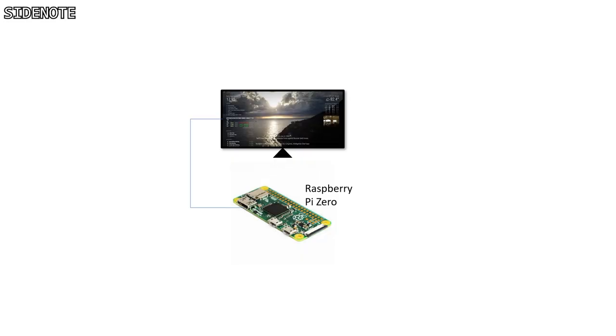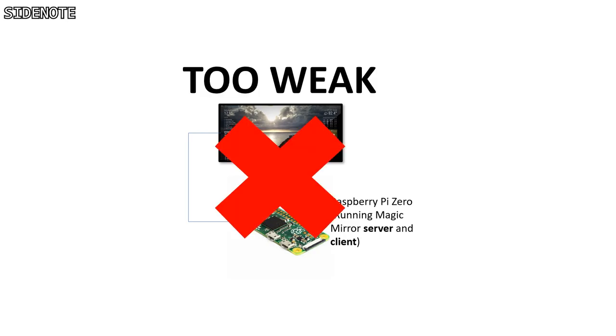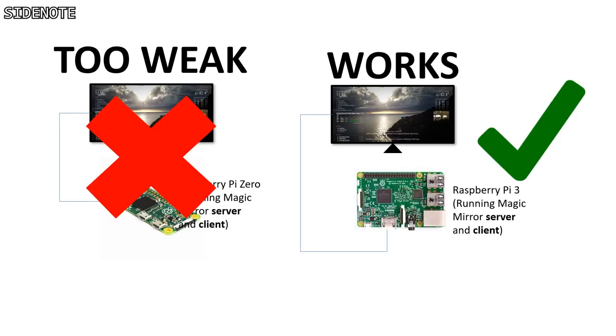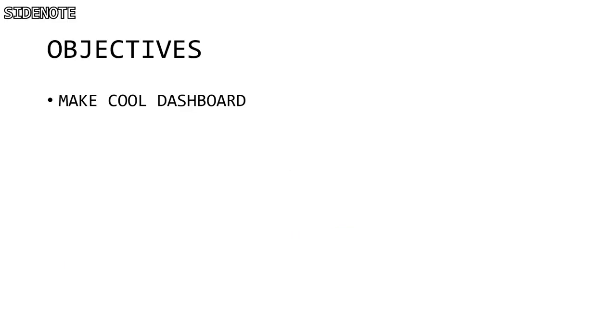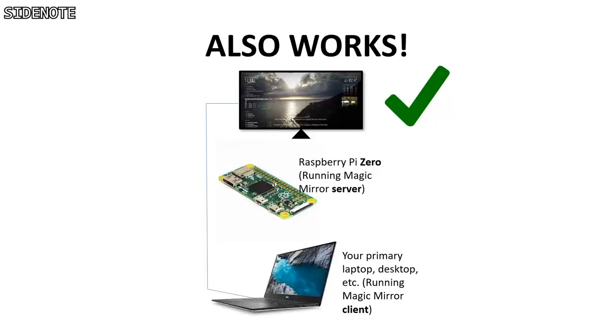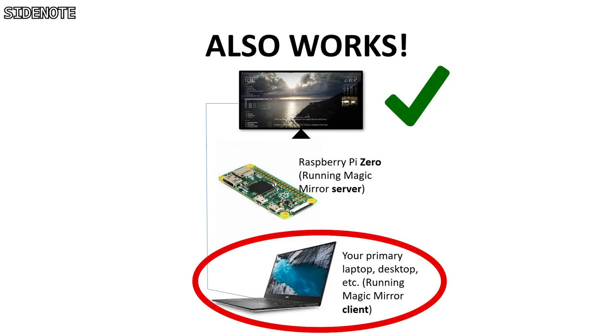Quick side note, you can actually run the Magic Dashboard on the Raspberry Pi itself without having to connect from another computer, which is actually the intended use of the Magic Mirror, but since it's a Raspberry Pi 0, it's not as powerful as a Raspberry Pi 3 or 4, so it's not able to run the software as well. You could upgrade to a Raspberry Pi 3 or 4, but it costs a little bit more, which is not in line with the objective of this video. To be as cost effective as possible, you can just run the Magic Mirror server on the Raspberry Pi 0, and then run the Magic Mirror client, which is a website you open in your web browser, on your primary computer.